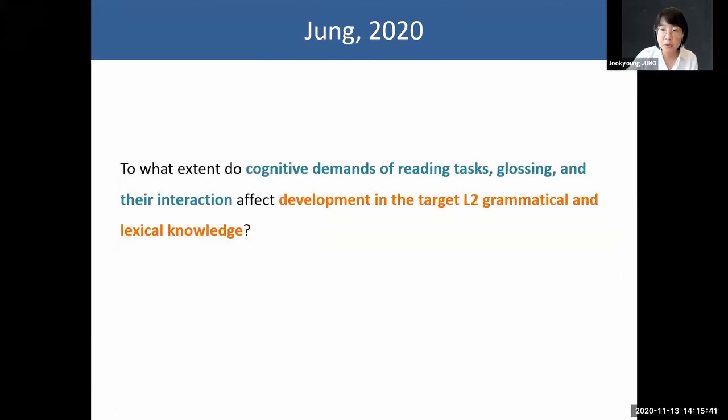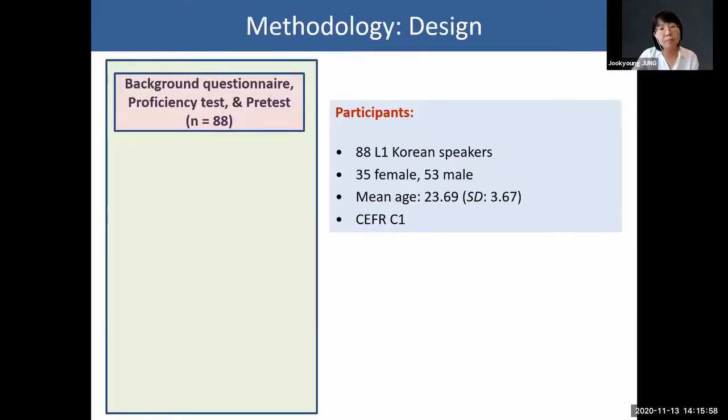So the research question was, to what extent do cognitive demands of reading tasks, glossing, and their interaction affect development in the target L2 grammatical as well as lexical knowledge? Here I recruited 88 L1 Korean speakers. They were pretty much comparable to the ones in the previous study.